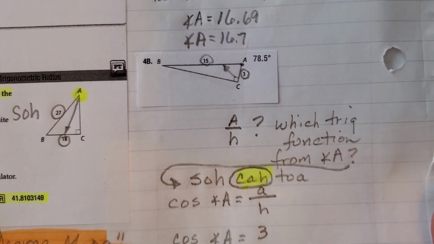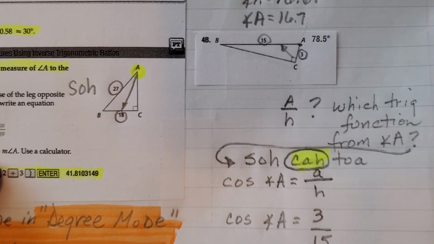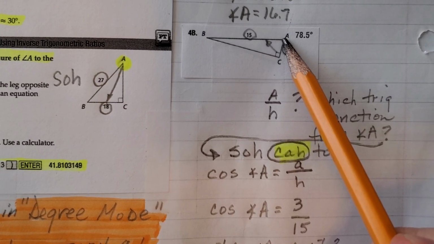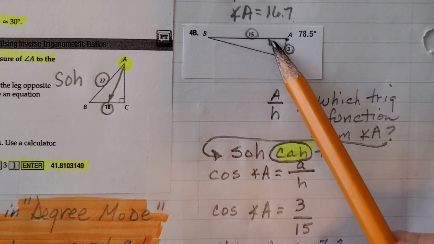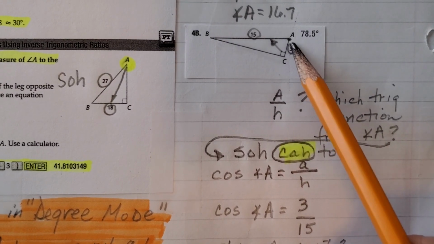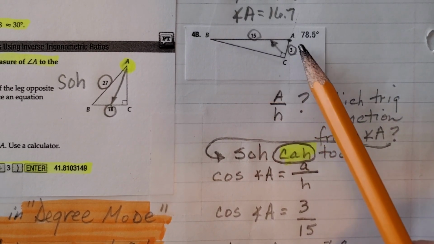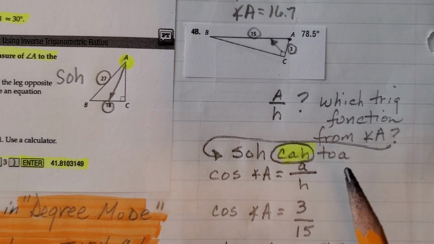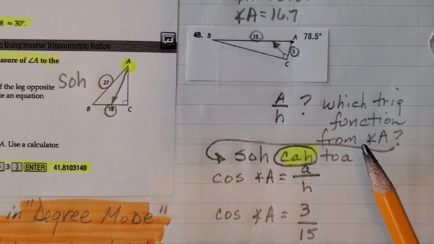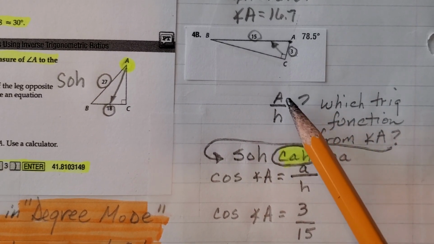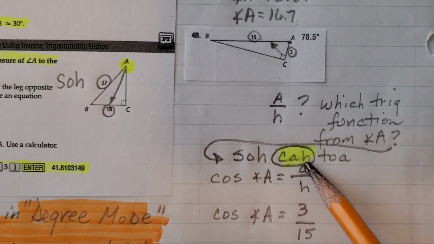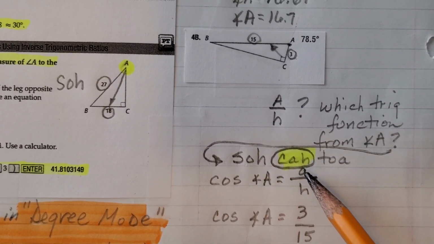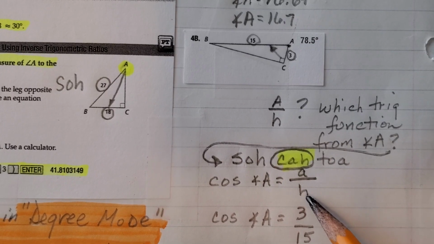And the last example, angle A is here. So you're standing at angle A. What sides do you know? Well, you know the hypotenuse because that's opposite the right angle, and you know the adjacent side. What you don't know is the opposite. So adjacent and hypotenuse. Which trig function is it? It's adjacent over hypotenuse. That's CAH. So CAH, TOA, we use cosine. Cosine of angle A is adjacent over hypotenuse.